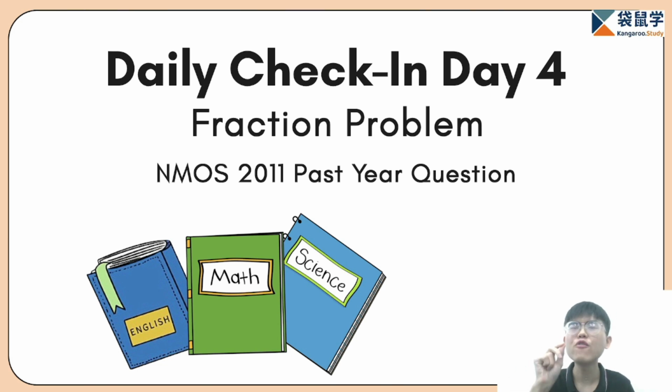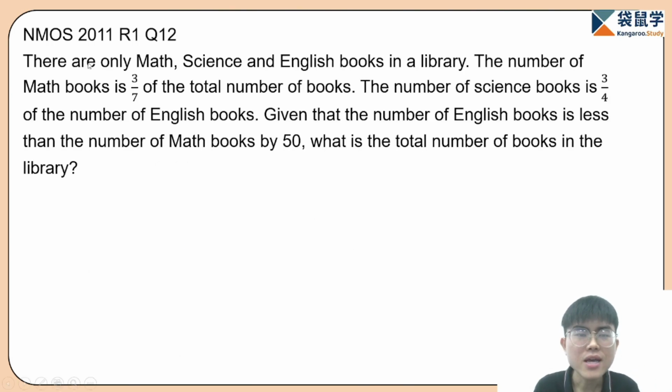Today we are going to learn fraction problem and I'm going to show you a past year question from Amos 2011. Let's see. So there are only math, science and English books in the library. The number of math books is 3/7 of the total number of books. The number of science books is 3/4 of the number of English books. Given that the number of English books is less than the number of math books by 50, what is the total number of books in the library?